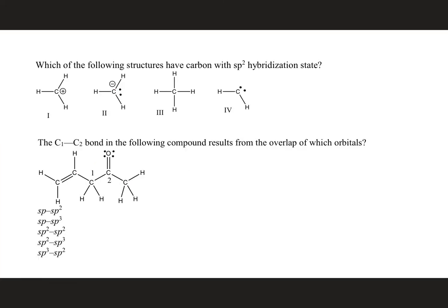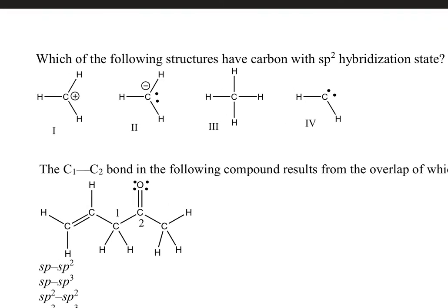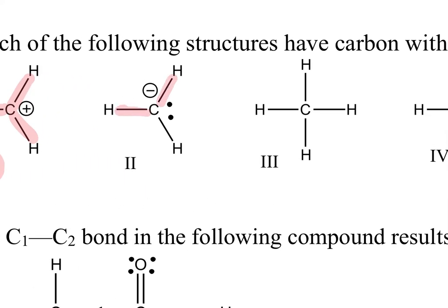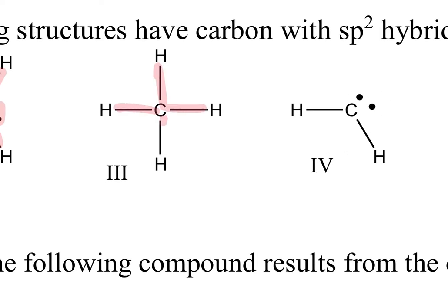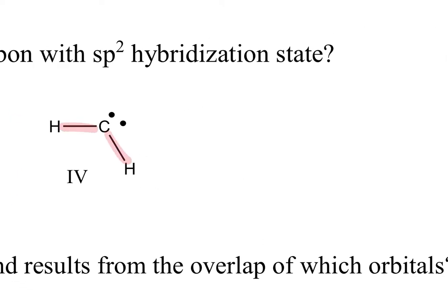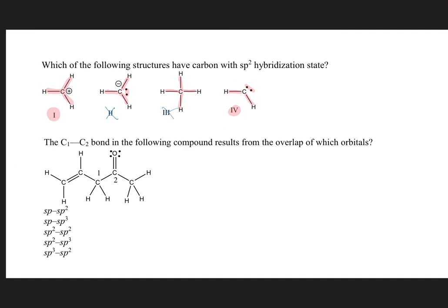Which of the following structures have carbon with sp2 hybridization state? Again, when you have that, you're looking for electrons coming off in 3 directions. And the first one has that. Here we have 1, 2, 3, and 4, so no. 1, 2, 3, 4, so no. 1, 2, and 3, so yes.